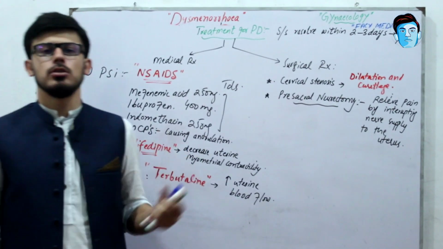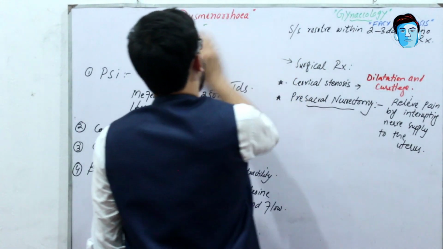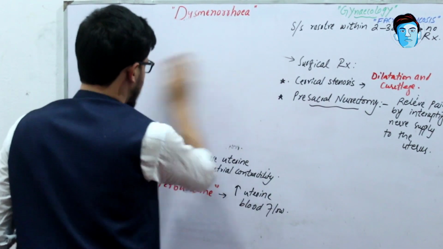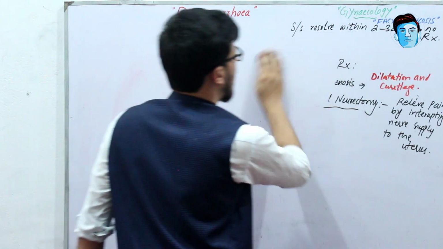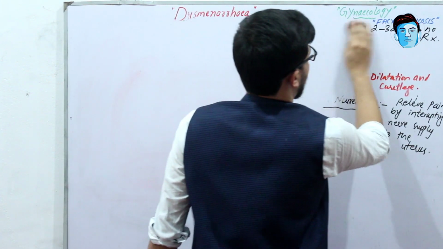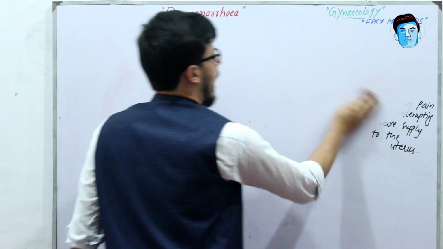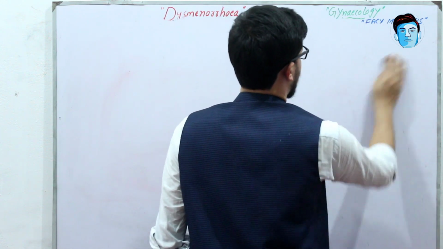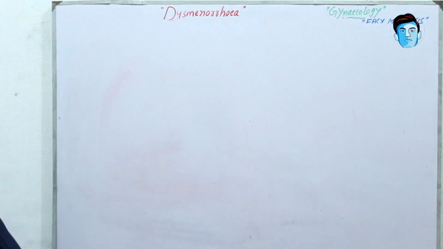Now let's talk about another type of dysmenorrhea, that is referred to as secondary dysmenorrhea. Now what is secondary dysmenorrhea? In secondary dysmenorrhea, there is crampy lower abdominal pain during menstruation or 1 to 2 days after menstruation, and the presence of pathological pelvic disease. So it is a very important point that it is associated with underlying pathologies.